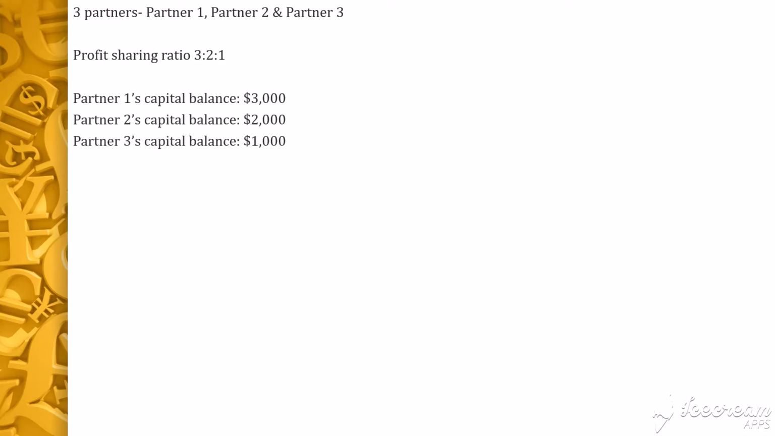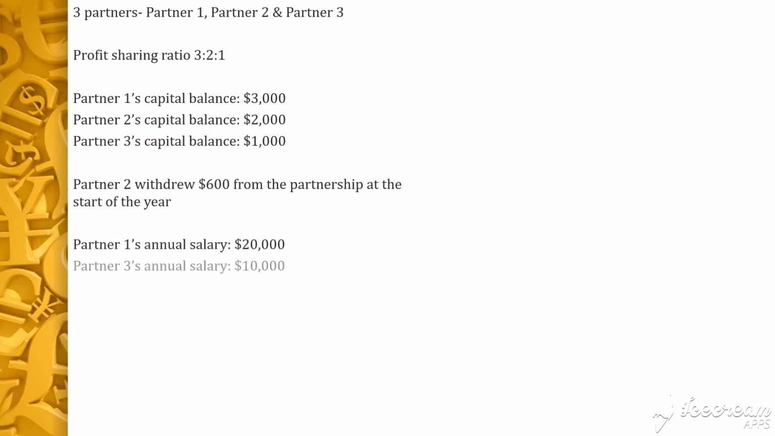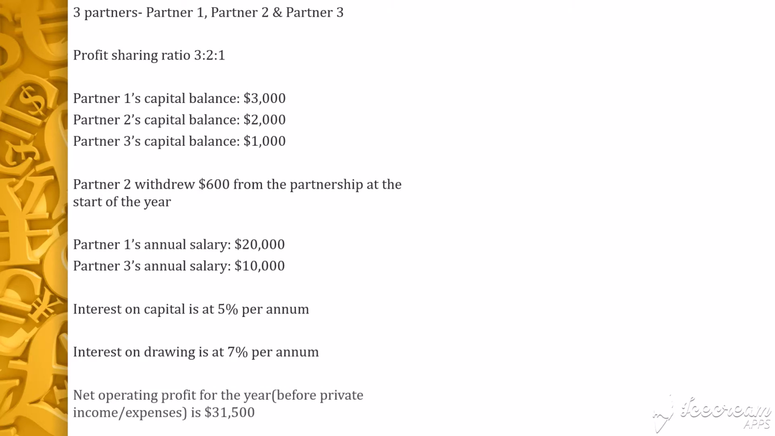Let's do a quick example to see how this works. Assume this is a 3-owner partnership. The profit sharing ratio is 3:2:1. This is the partner's capital balance. Partner 2 withdrew $600 from the partnership. Here is the annual salary for partner 1 and partner 3. The partnership agreement stated that interest on capital is 5% per annum. Interest on drawings is 7% per annum. Finally, the net operating profit before charging private income and expenses is $31,500.